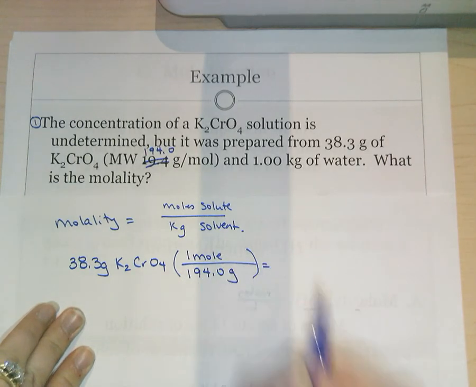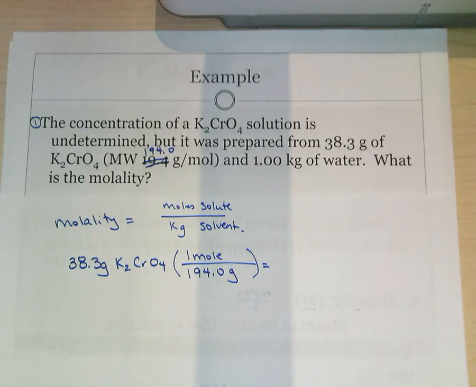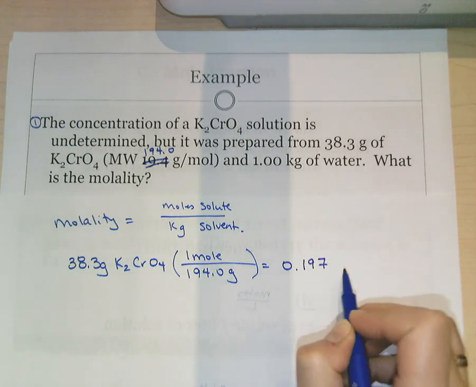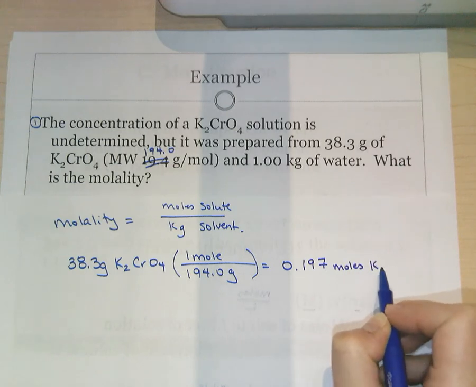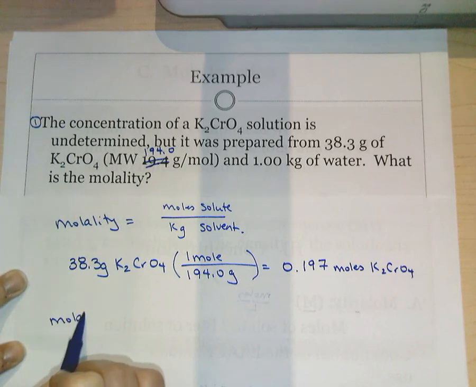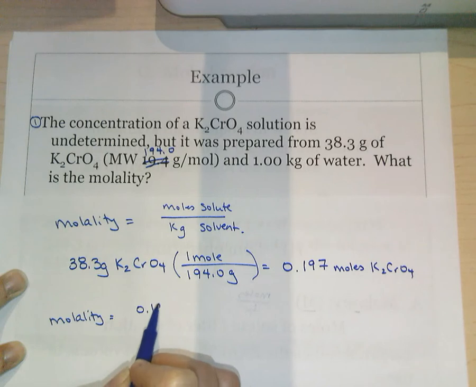So that should turn out to be, let me find my calculator. How many significant figures do I get? 3, right? And the 3 is coming from over here. I have only 3. So that should be 0.197. Everybody double check me on my math. That look good? Okay. So then, and we just need to divide.